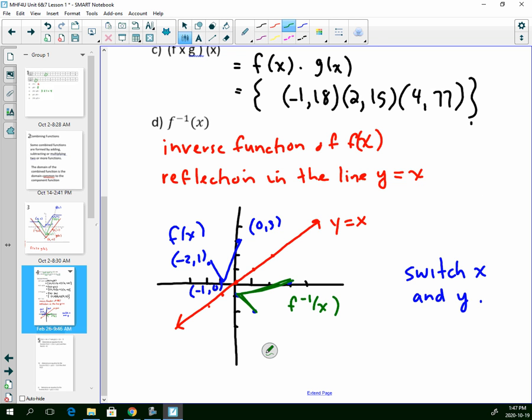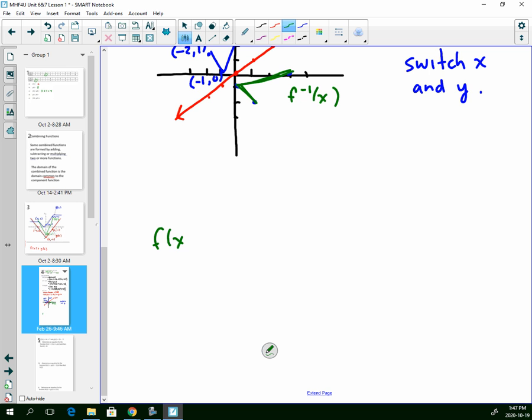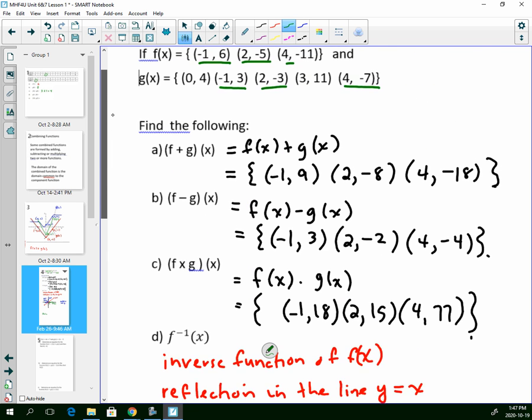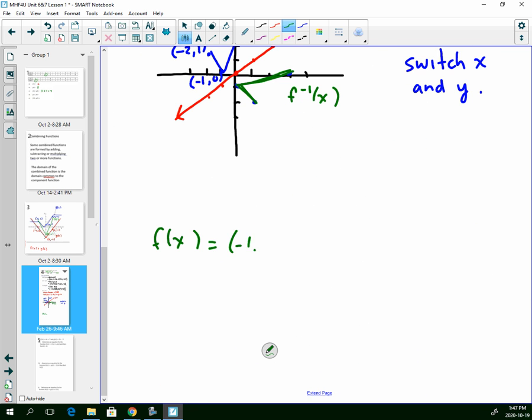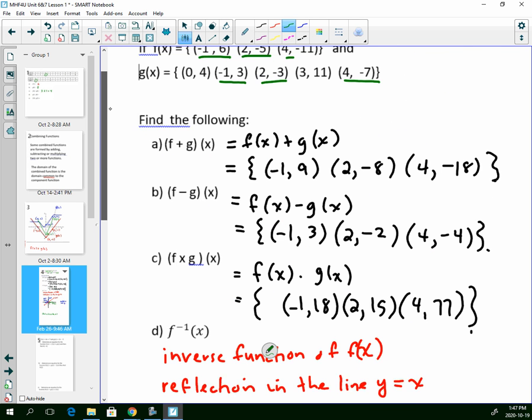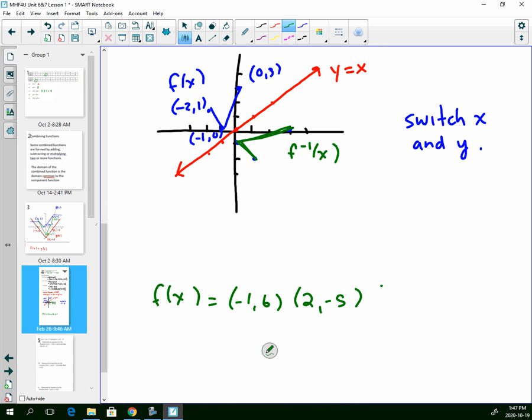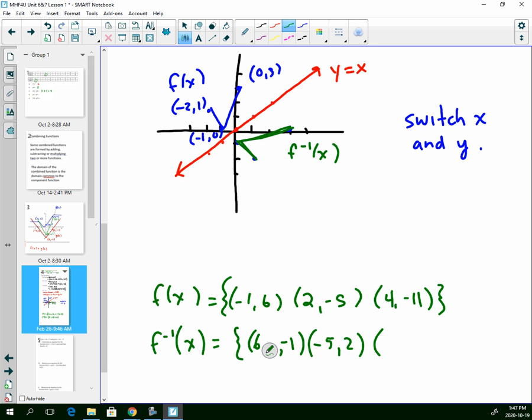So if this function was given as f of x and the points are -1, 6, 2, -5, and 4, -11, and I wanted to find the inverse function, I would just switch. -1, 6 would become 6, -1. 2, -5 would become -5, 2. And then we would have -11, 4. So it's easy to do. You just have to remember what the definition is. Okay?